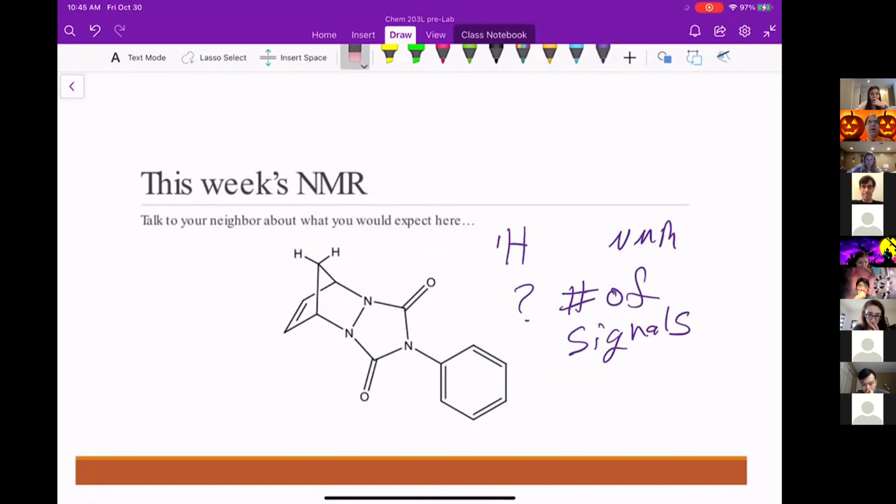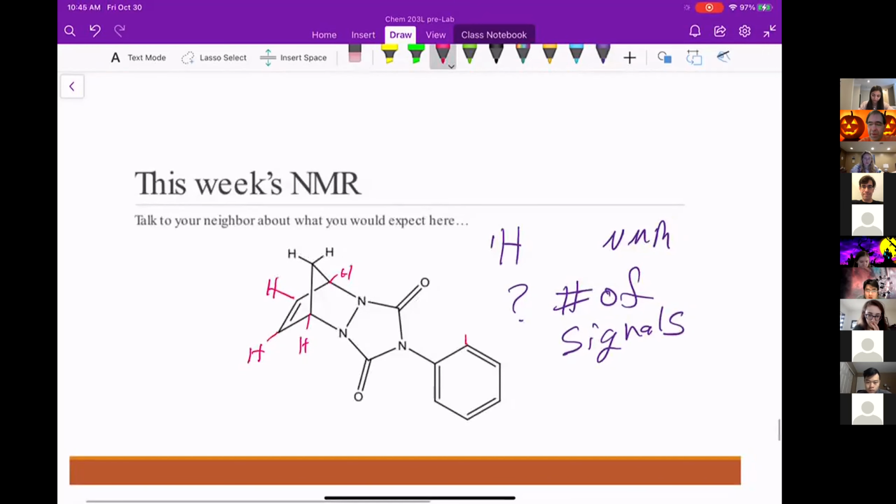So looking at this molecule, I'm going to help you a little bit. Let's figure out where all we have hydrogens. We have hydrogens here. We've got those hydrogens up there. We have hydrogens here. No hydrogens on the nitrogen, none there, none there. We're going to have hydrogen here, here, here.